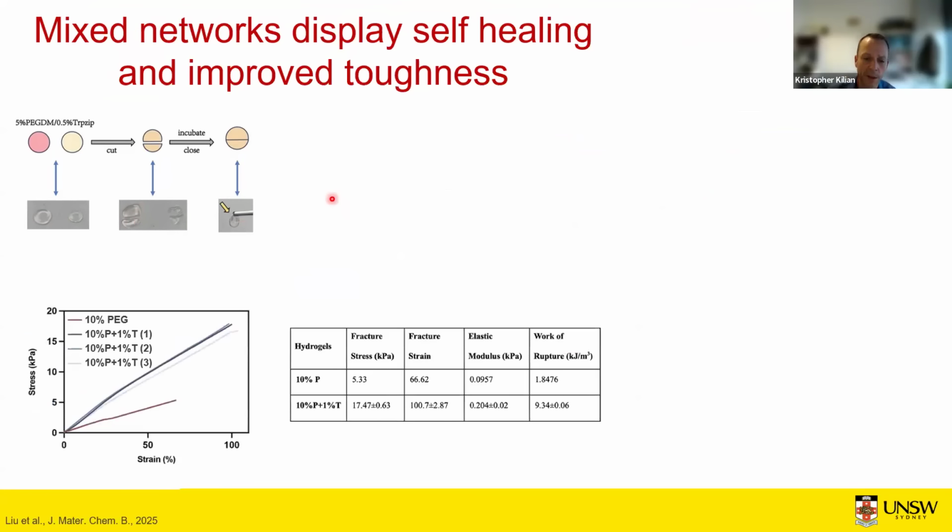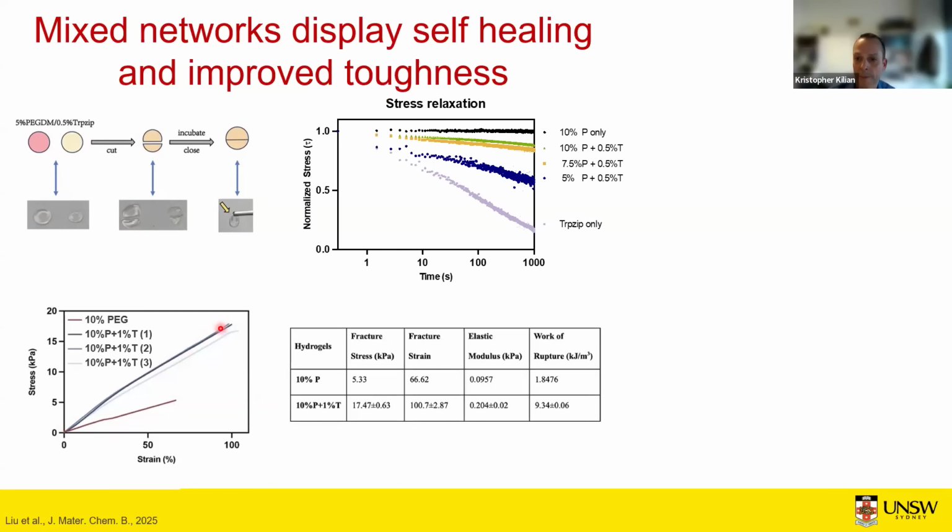If you look at some of the mechanics, we looked at some stress strain, and what we found is that these materials are considerably tougher than the pure PEG, where the pure PEG is quite brittle and it will fracture quite readily. Adding in just a small amount of Trpzip, 0.5 weight%, just expands its mechanics. And then excitingly, you still get some stress relaxation. And so if you look at PEG alone, it's pretty much elastic. But then as you add in Trpzip, you get some more of this viscous characteristics that are important for biology.